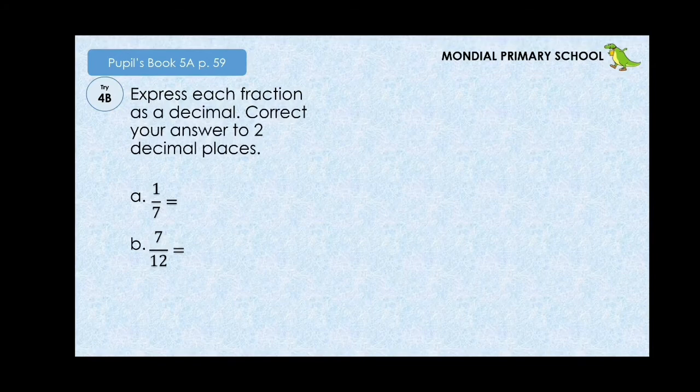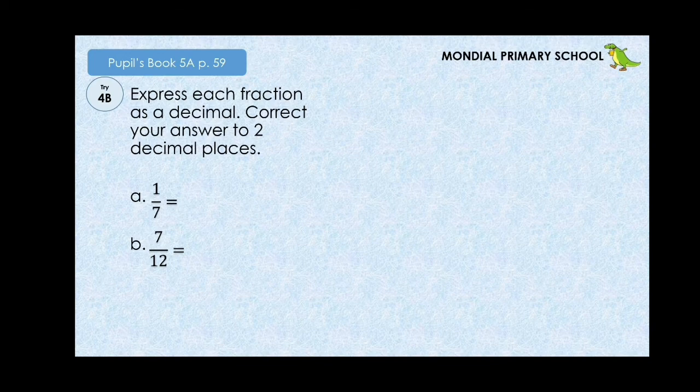We continue with 4b. Express each fraction as a decimal. Correct your answer to 2 decimal places. Now you are asked to correct your answer to 2 decimal places. The steps that you have to take are the same as the previous ones. But this time we have to stop dividing the number at 3 decimal places so as to correct the answer to 2 decimal places. Okay, let's do it.